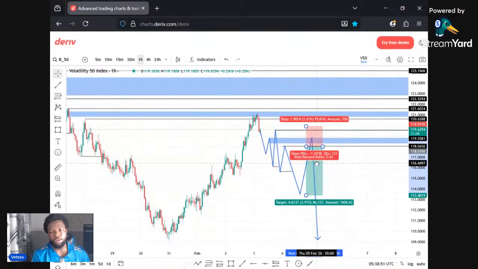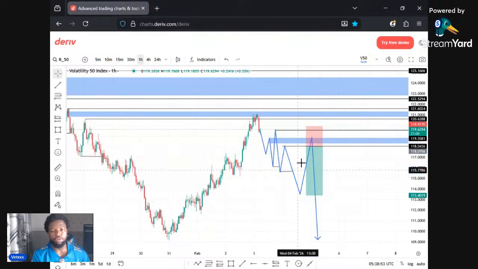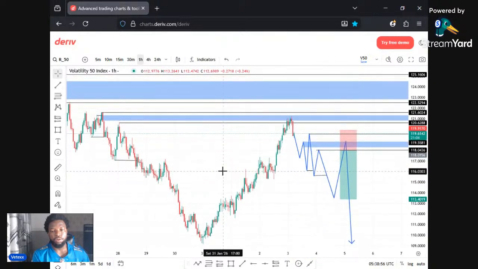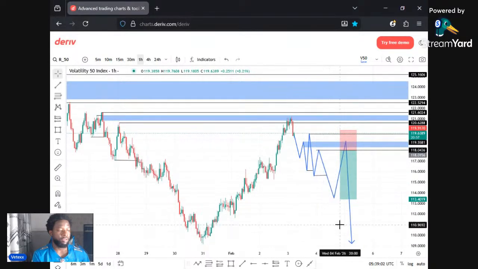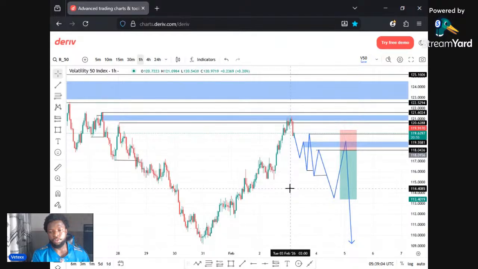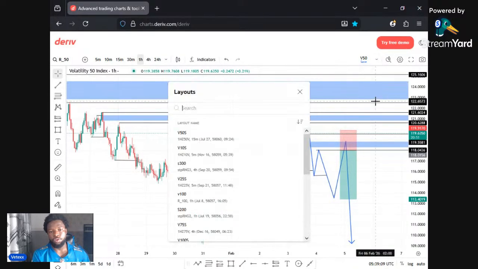So two things happen. Price will tap into this zone and then give us a sell continuation. If you start moving to give us a continuation, then we can start taking sells to the downside. Right? So this is what we have on V50. So far so good.